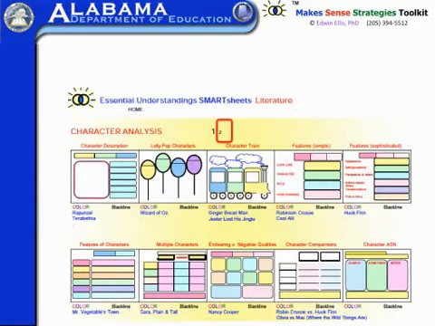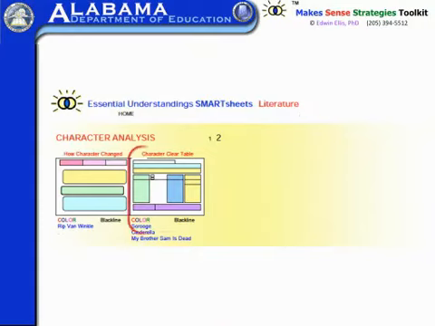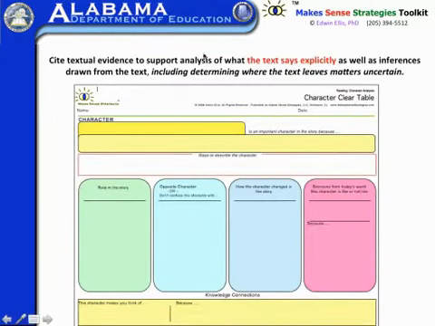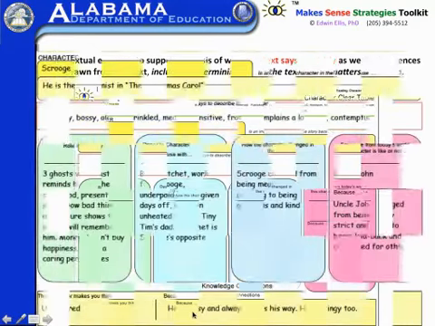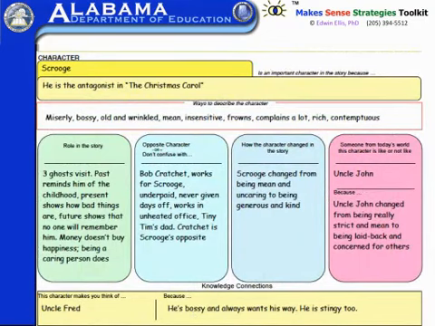And then you can also click on page 2 of character analysis, and there's another one here that I think might be useful to you, and that's called the character clear table. And so with this one, you have prompts like the character is important in the story because, ways to describe the character, what was the character's role in the story, who would be an opposite character or don't confuse this character with, how the character changed in the story, and somebody from today's world this character's like or not like because, and this character makes you think of because. And so here's an example of how that would be applied to Scrooge, of course the main character in Christmas Carol.